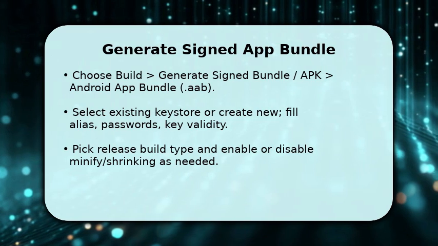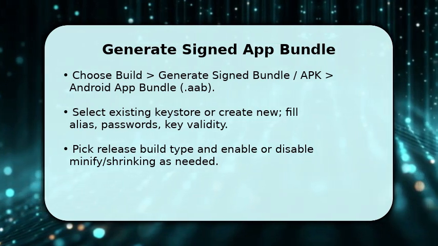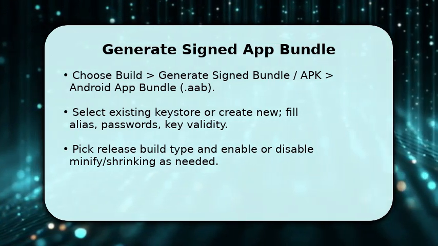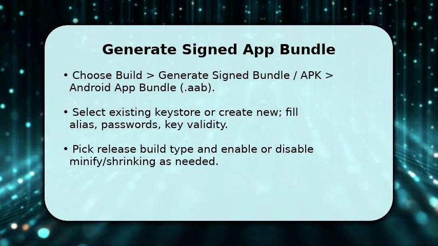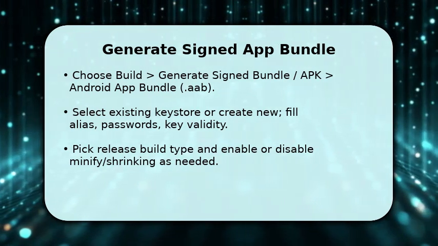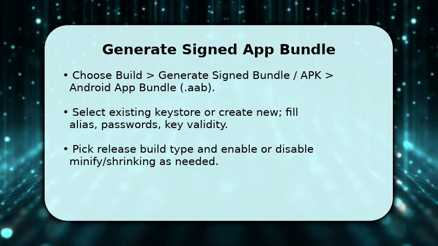Choose the release build variant, set minify and resource shrinking if you want smaller size, and supply ProGuard/R8 rules. After you confirm, Android Studio compiles and produces the AAB file in the outputs directory.